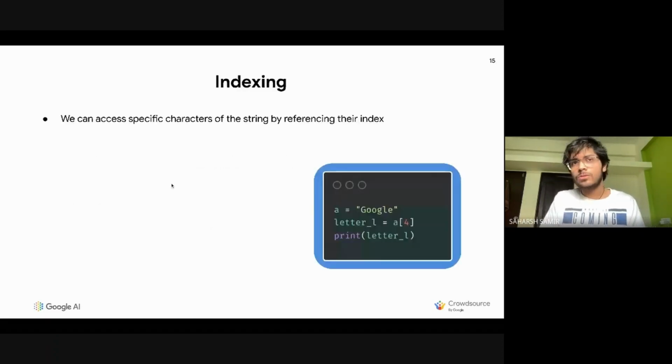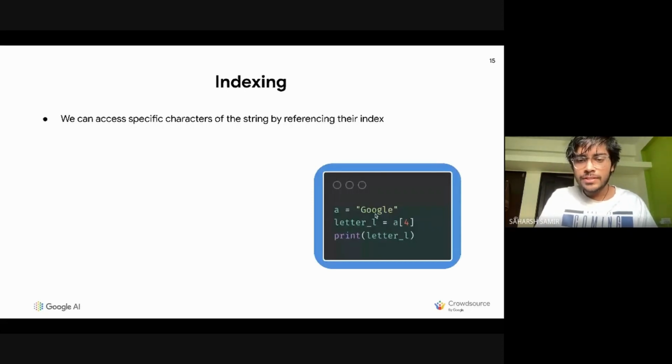So next up is indexing. For anyone who is a little bit familiar with programming, you would know that each element in a list has an index. That's the same case with a string, because as I said, strings are an array. Each character in the string has a particular index. In our example here, we are initializing a string of Google. So the first G here would be index 0. The next O will be index 1. The next O will be 2, and so on.